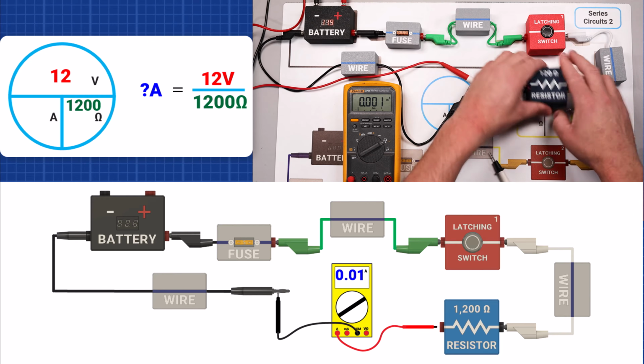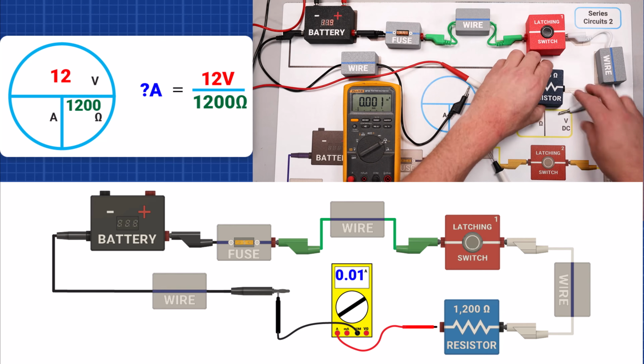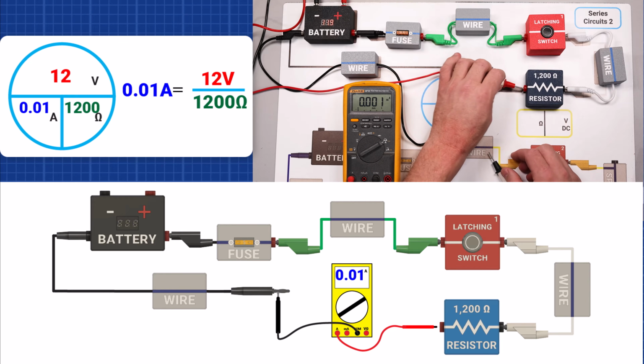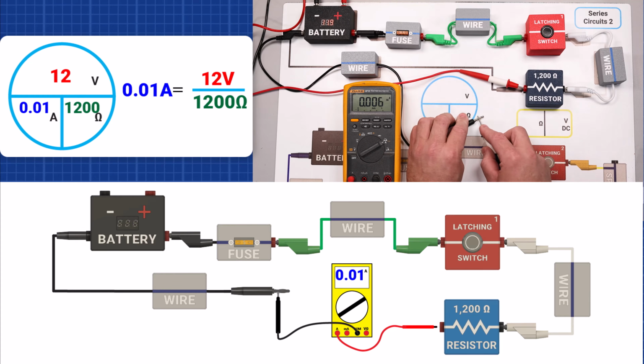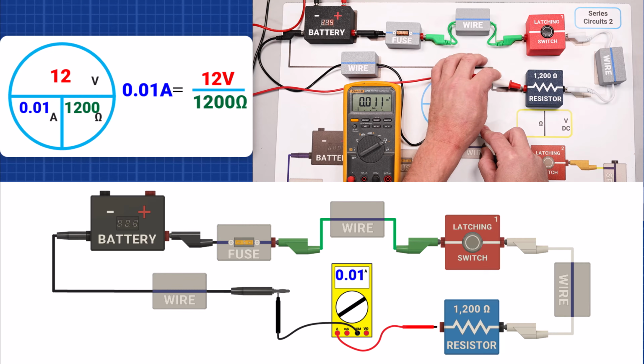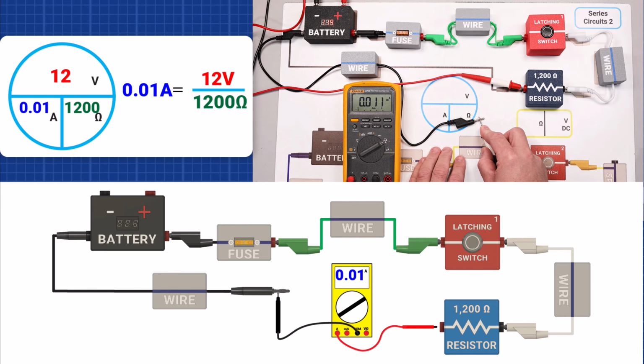Finally, with a 1200 ohm resistor, the theoretical current is 0.01 amperes, and the actual measurement is 0.011 amperes. This demonstrates how small resistance elsewhere in the circuit can have a greater impact when overall current is low.